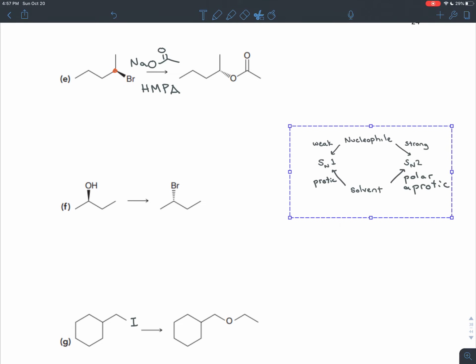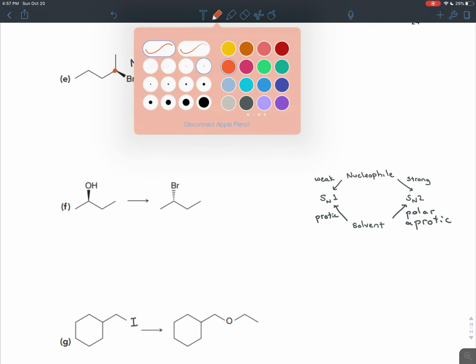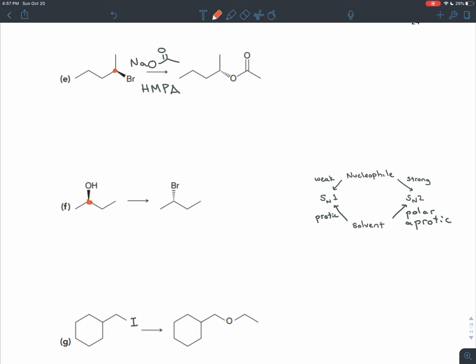For F, we just need to see what type of mechanism it has. The leaving group is on a secondary carbon, so we don't know immediately what it is, but if you look at the stereochemistry, it's inverted. We have a chiral center, and that chiral center is inverted. So this has to be an SN2 mechanism. Well, what nucleophile should we use? You could use this Br, but a good practice would just be to have it as HBr.